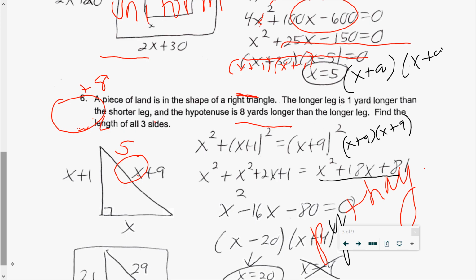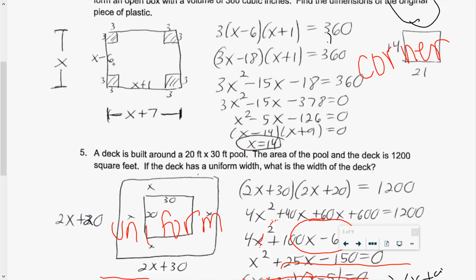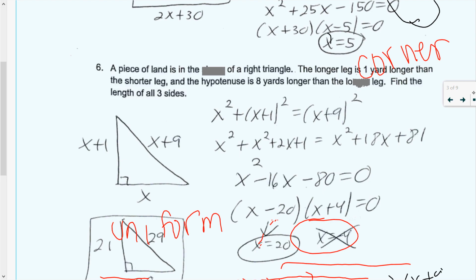I'm going to try to get it back to the other screen. I don't know what it's doing. I'll figure it out in a second. There we go.